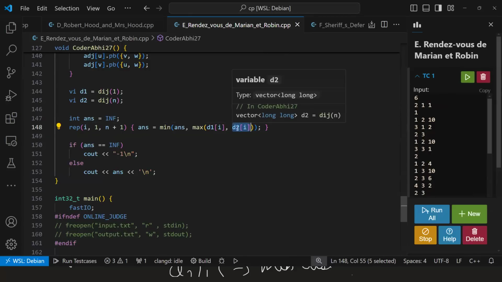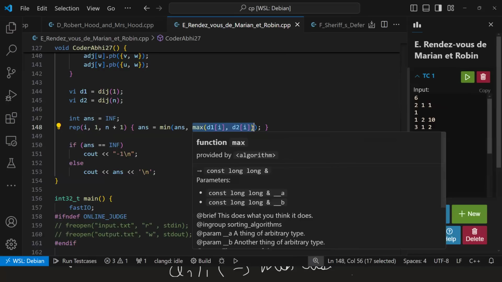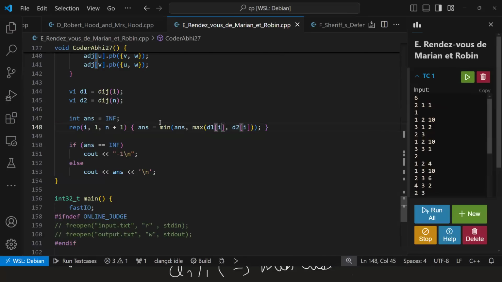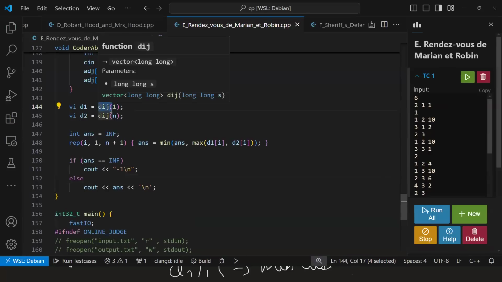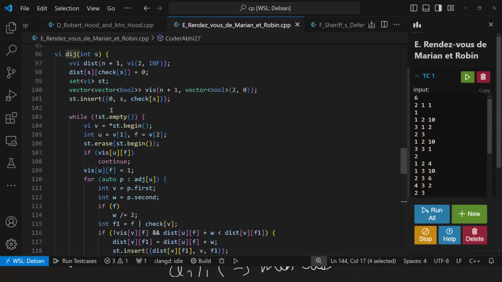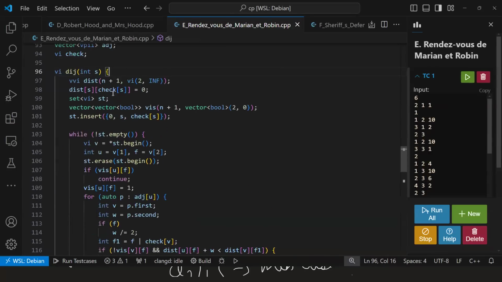D2i is the time the second person would take. Max of d1, d2 is the time of meet. So for every i, I'm calculating the time of meet and taking the minimum time as my answer. If the answer is infinity, that means they cannot meet, so I would print -1, otherwise the answer. This part is clear. So let's look at our Dijkstra function, what I'm doing in my modified Dijkstra function.